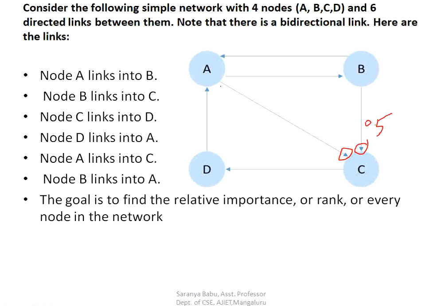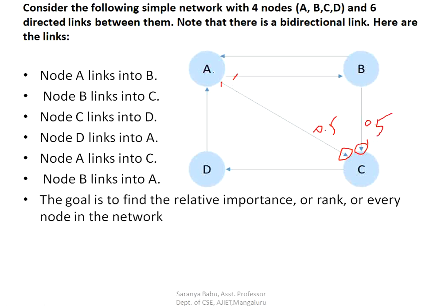What about A? A also has two links. So from A also, C is going to get only 0.5. Is it clear? So RC is equal to 0.5 into RA plus 0.5 into RB. When C is getting rank, you should check where the link is coming from. From B the link is coming, but B has already given one link to A, so only half of B's rank will be given to C.